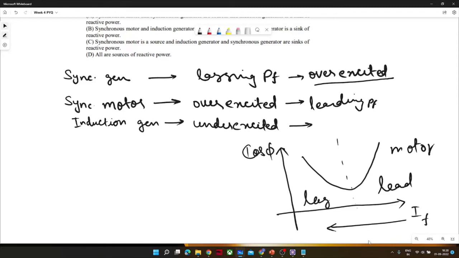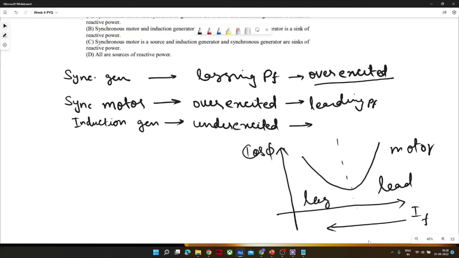So you have to link in your mind how you can tackle this type of confusion. You should fix it in your mind how to link lagging power factor, overexcited, and the type of machine. Lagging power factor, generator, it would be overexcited.